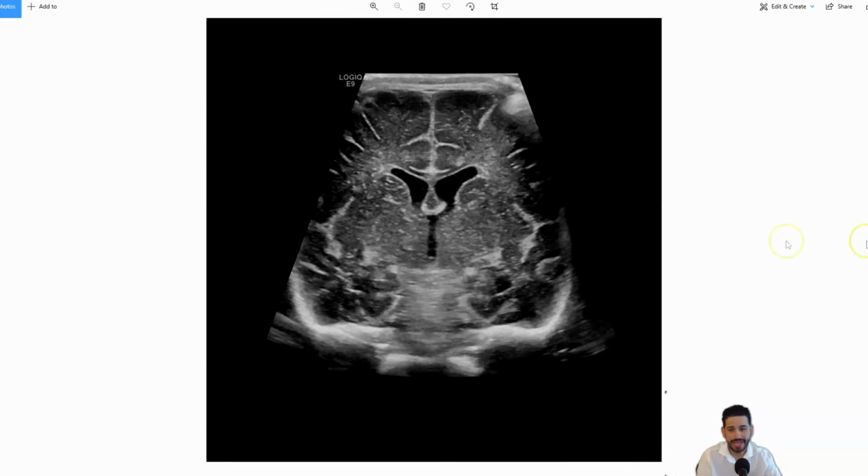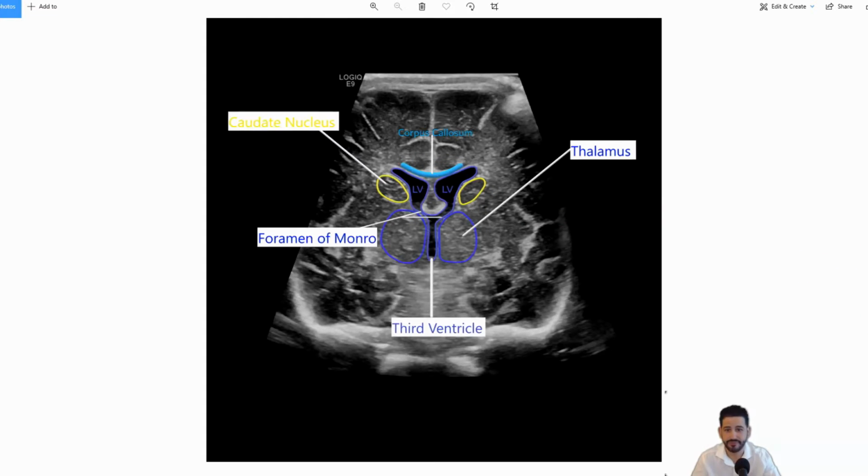Slightly posterior back. Again, you have the lateral ventricles. Earlier I mentioned that the third ventricle has choroid plexus on the roof of the third ventricle, and you can see that pretty clearly there. So third ventricle, lateral ventricles, corpus callosum, very clear with a 9 megahertz transducer. Foramen of Monro on both sides.